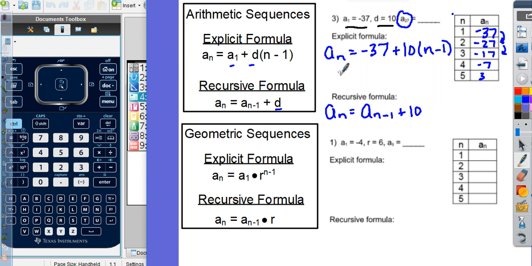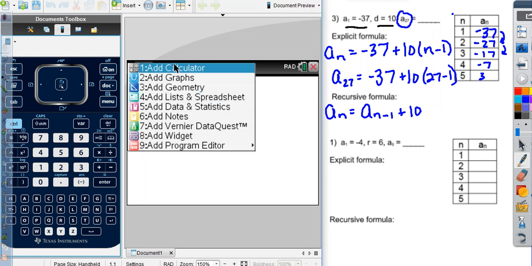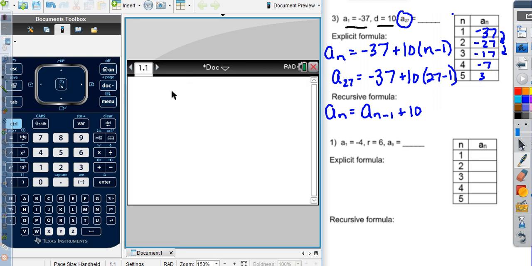So I'm going to find my A sub 27, and I'm going to use my formula, the same formula we came up with here, but now I know that this N is 27. So when I do this, then I will put 27 minus 1. And we'll definitely want to use the calculator for this. So I'm going to switch over to our calculator.